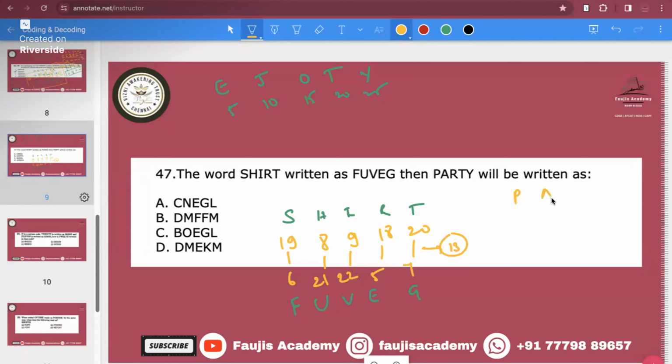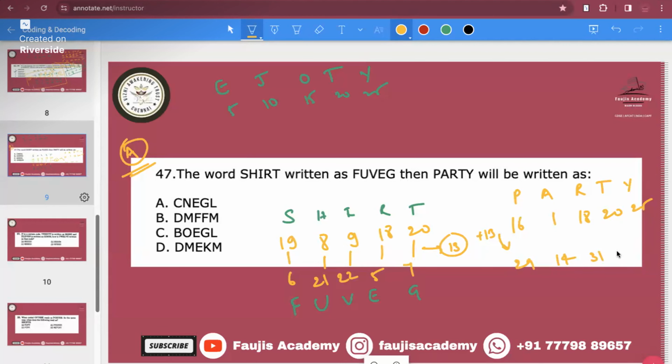So PARTY, write it down as option A. Yes, for sure it will be that way. Let's evaluate that. M, N, O, P is 16, A is 1, R, S, T, T is 20, Y is 25, plus 13. That means this will become something like 29, 14, and 31.